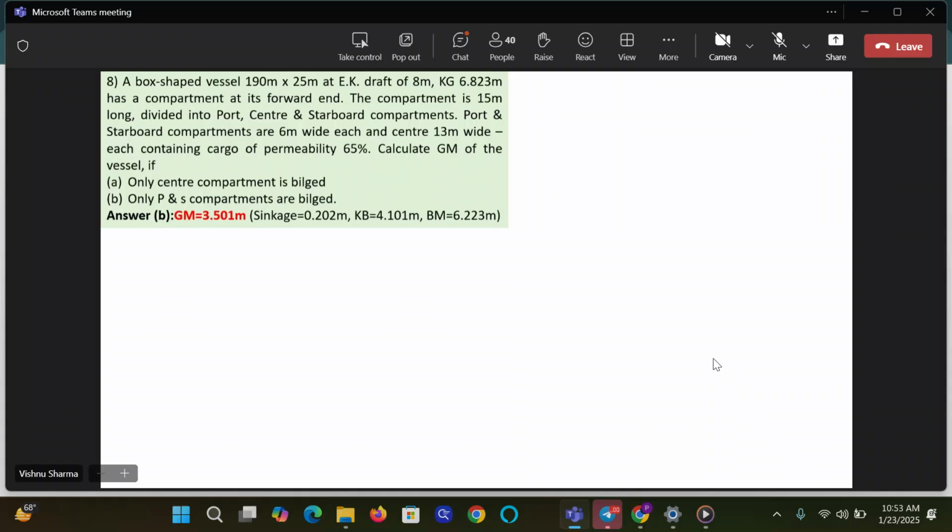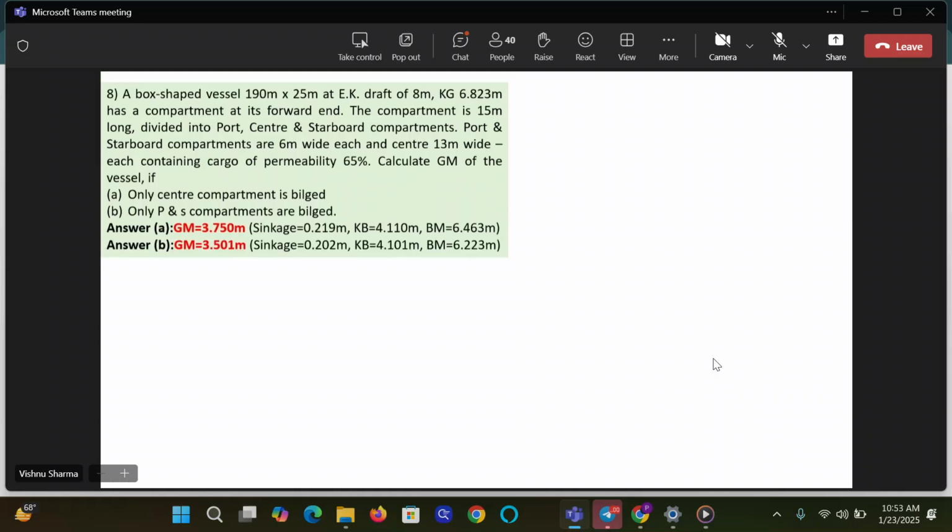It has all the answers, subparts also, A, B. Okay, I'll move this side. One second. Now take it. It's the same question. I have only brought in permeability of 65%. This is answer B. I'll also show you answer A, guys. Okay, both the answers are summed up here. You can take this one. A and B are both here.